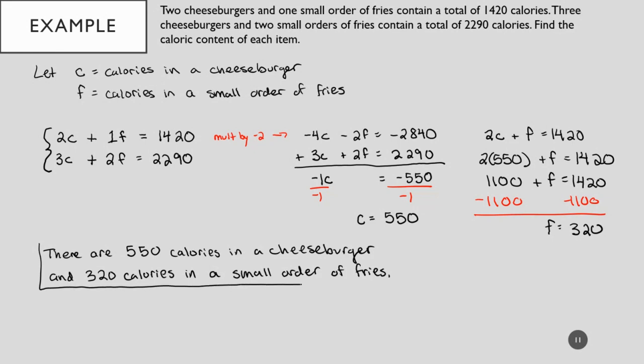So for word problems, your answer should be in sentences. They should be in context, making it clear what you solve for. You want to include units. In this case, the units are calories. You want to be very specific. So that's basically how you use elimination, and then an example of how you can use elimination to solve the word problem. Hopefully this was helpful.